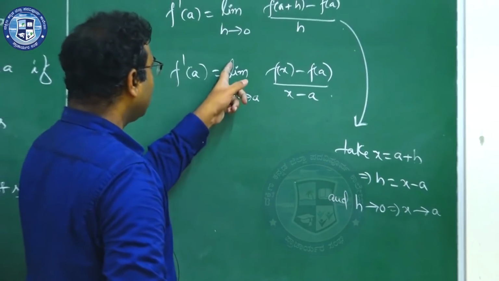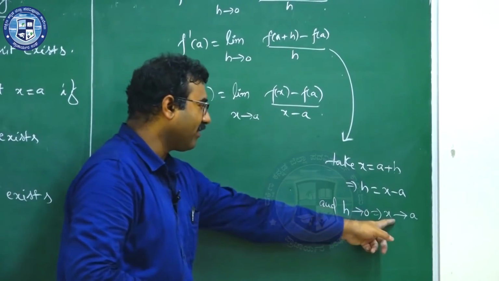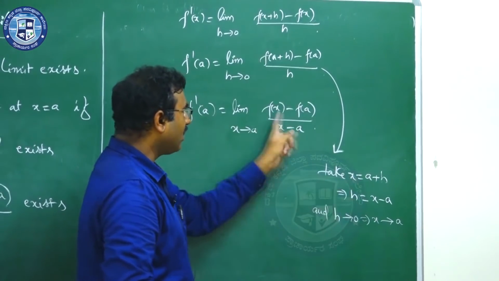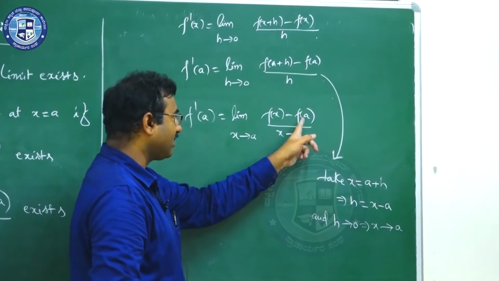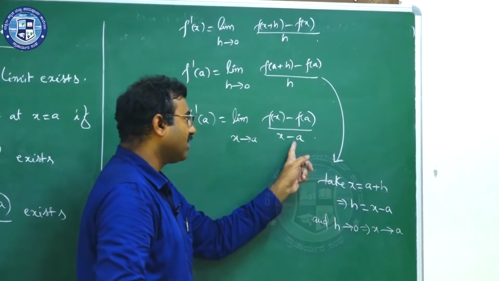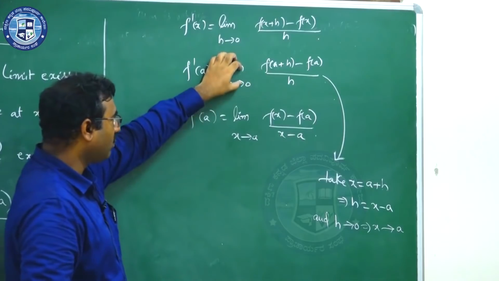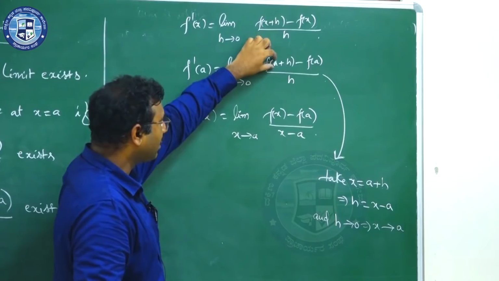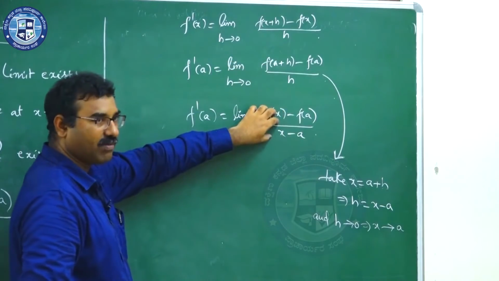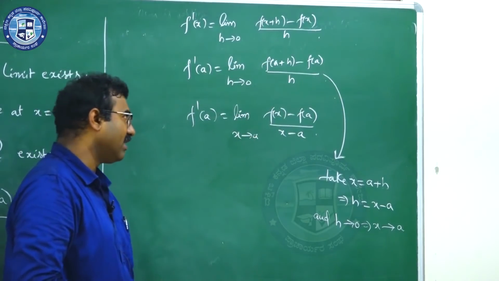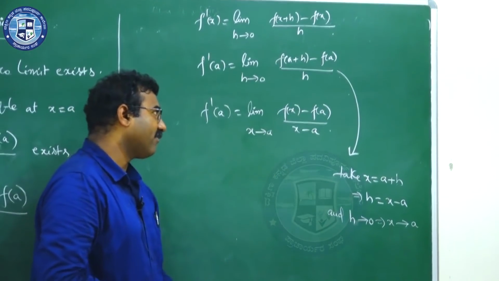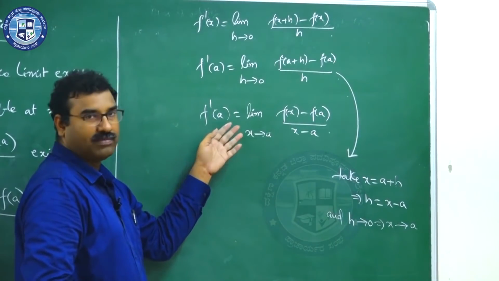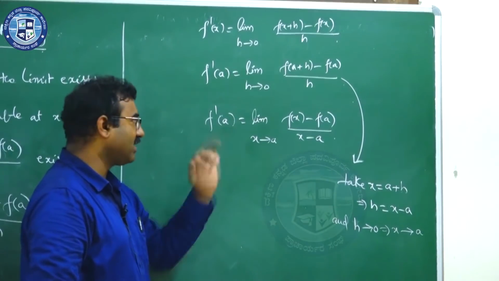See that limit, instead of h tending to 0, what we wrote? x is tending to a, and wherever a plus h is present, I wrote x, and f of a I kept as it is. In the place of h, I wrote x minus a. I hope you understand. From this formula, we have got this one, right. I just took x is equal to a plus h, then we got this formula, f dash of a: limit x tends to a, f(x) minus f of a by x minus a. This is a convenient formula to find the derivative of a function at x equal to a.